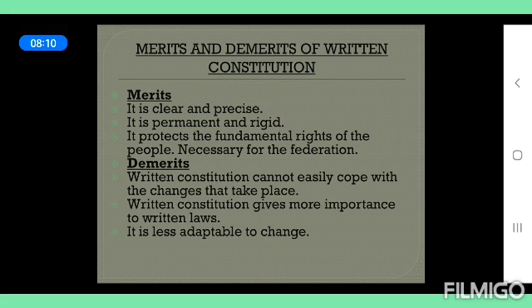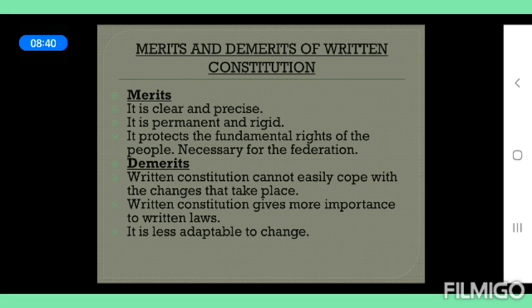Okay, so the next one is that it is less adaptable to change. Why is it less adaptable to change? Because it is permanent and rigid, and it is very much less adaptable to change. As it is very permanent and rigid, that is why it is less adaptable to change. So these are the demerits of written constitutions. So, merits and demerits of written constitutions.